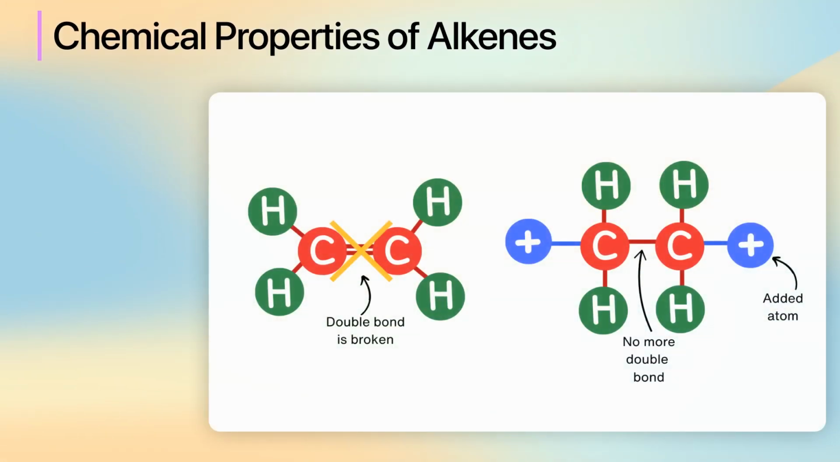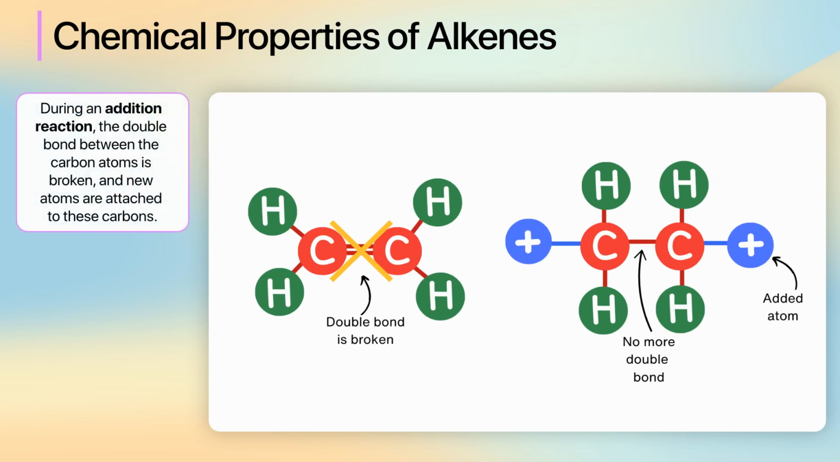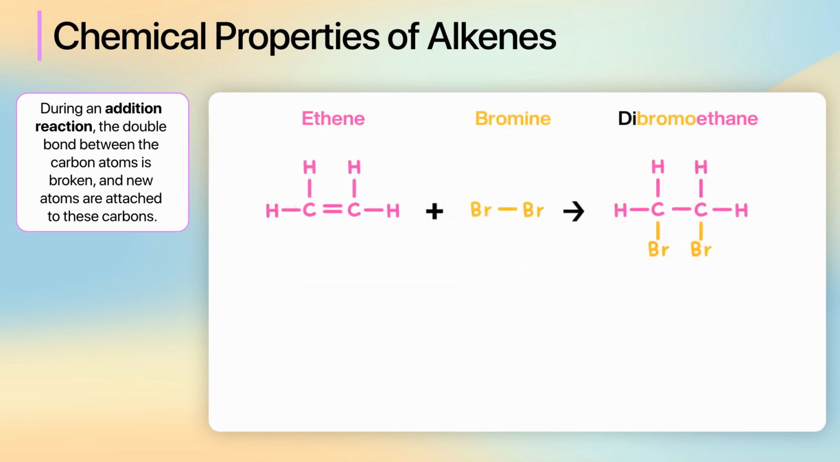One of the most important chemical reactions alkenes undergo is called an addition reaction. During an addition reaction, the double bond between the carbon atoms is broken and new atoms are attached to these carbons. This transforms the double bond into a single bond and typically results in the formation of a new product. For example, when ethene, an alkene, reacts with bromine, a halogen, the product is dibromoethane, demonstrating how the alkene adds the bromine atoms by breaking its double bond.